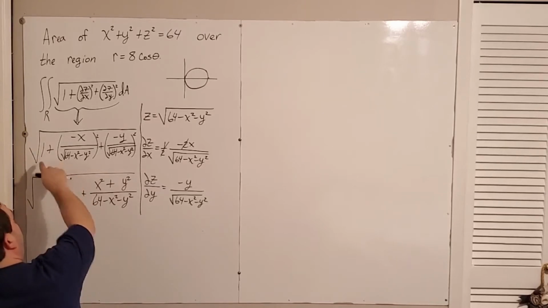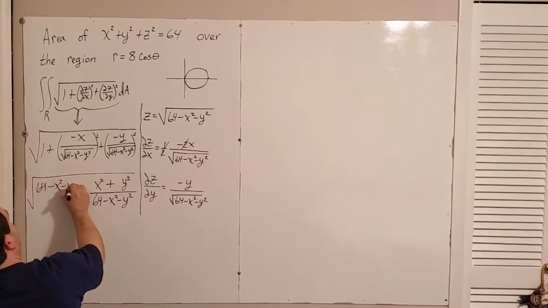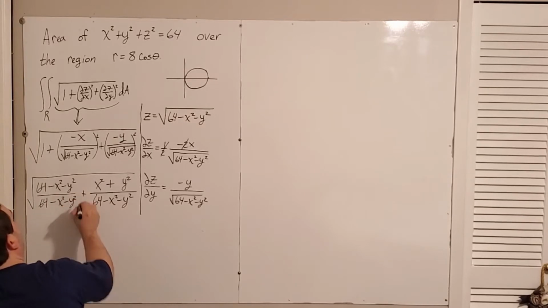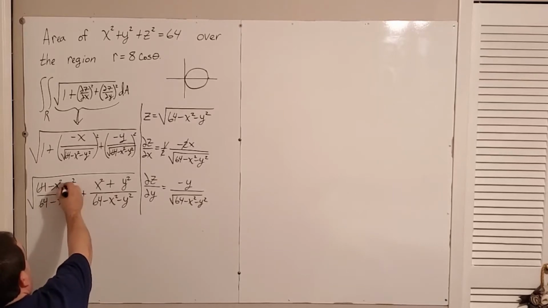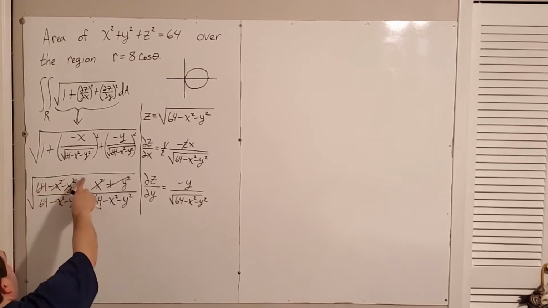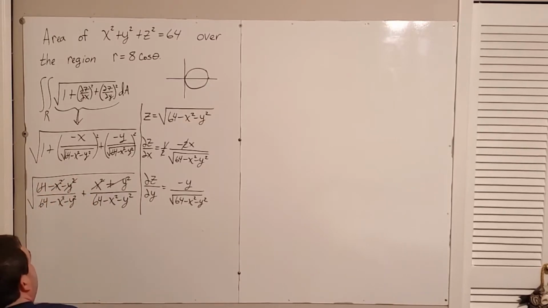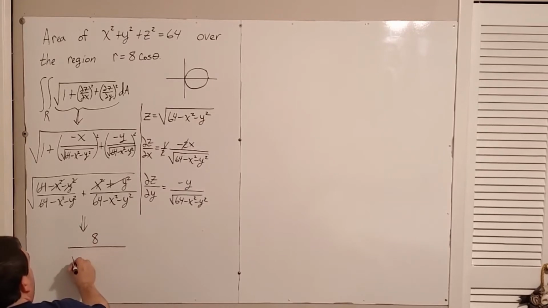And this would be a 1, except I want to write it 64 minus x squared minus y squared over 64 minus x squared minus y squared, so that they have a common denominator. And notice at this point, the minus x squared plus x squared minus y squared plus y squared are gone, and my numerator is left as the square root of 64. Okay, so then this becomes 8 over the square root of 64 minus x squared minus y squared.